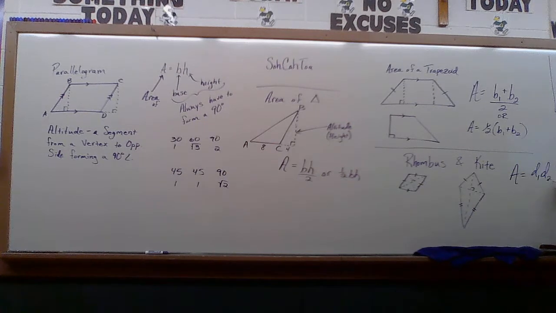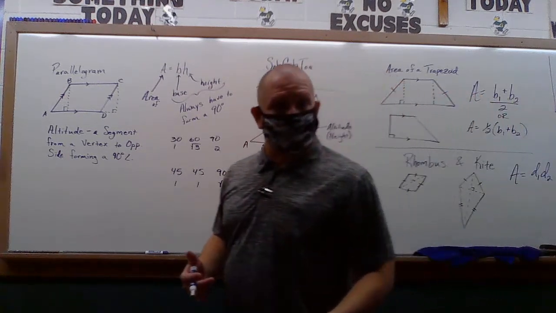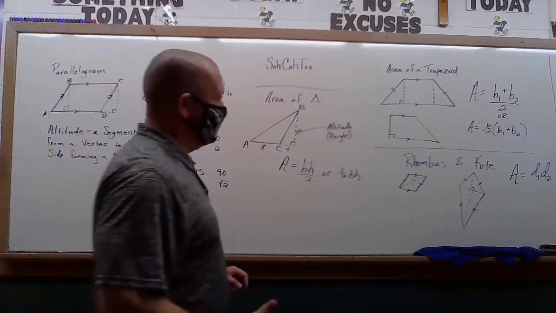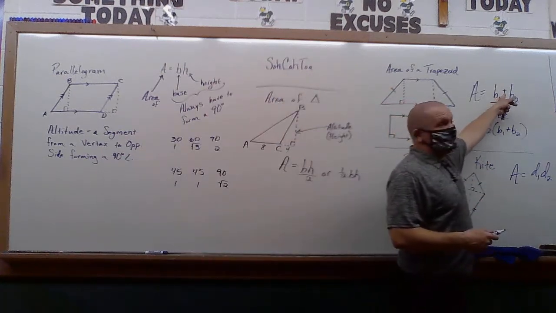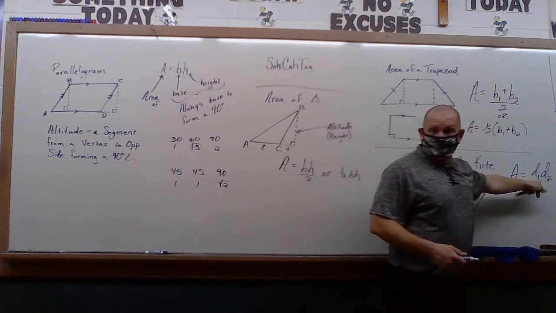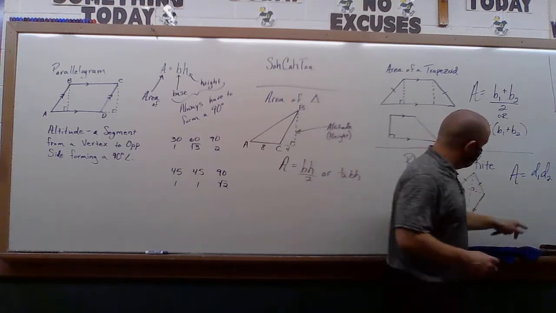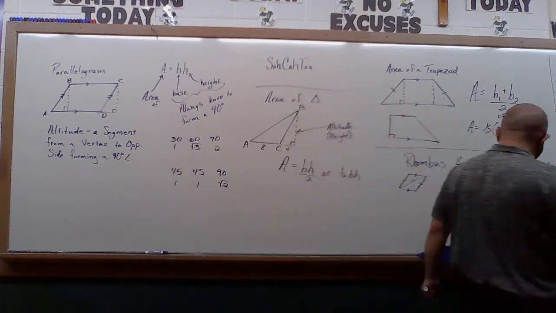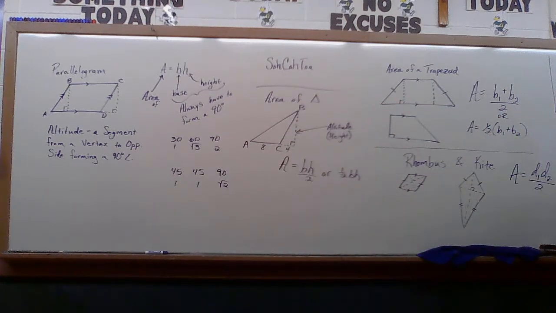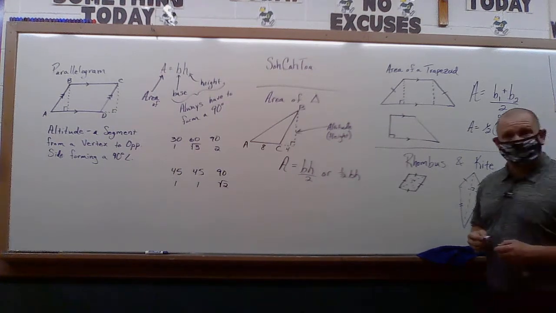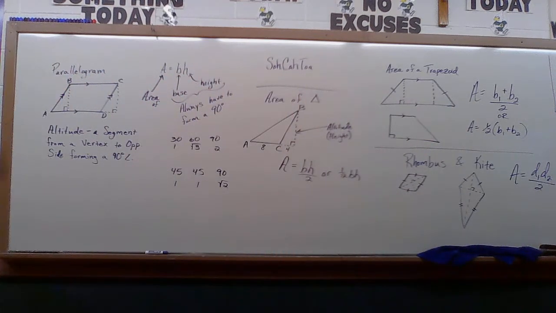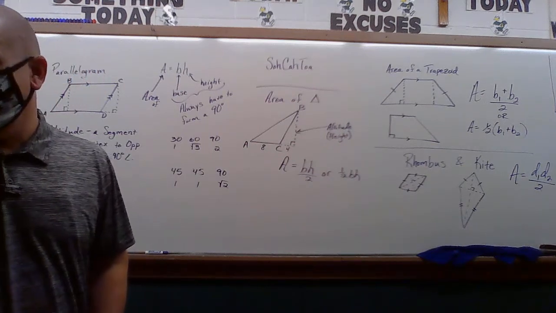D1, D2, which obviously just means diagonal 1, diagonal 2, doesn't matter which one's which. But notice the difference here. In a trapezoid, we added them together. In a kite or a rhombus, we multiply them together. And then we are going to divide by 2. And again, if you wanted to write it as this, totally fine. Some people like the 1/2, some people like to think about it as divided by 2. Essentially, it's the exact same thing.